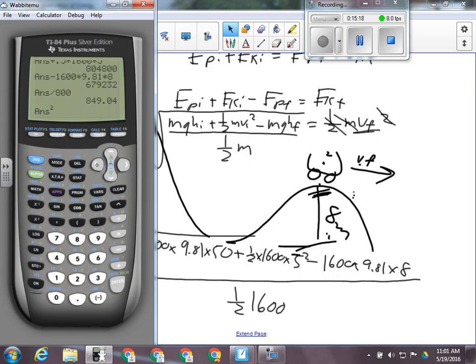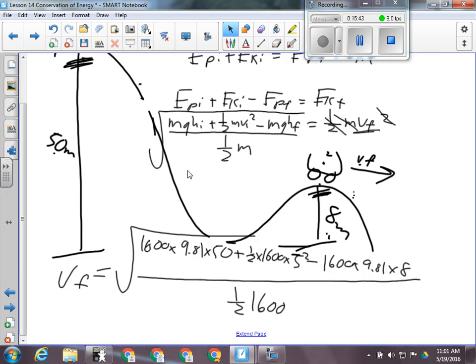Whoops. Not what I want. Not squared. So on the top of that hill, it's going to be moving at 29 meters per second. Yeah, it's a lot of typing.